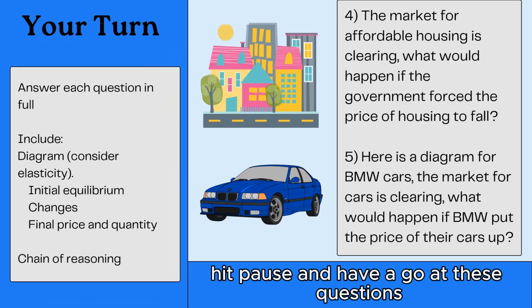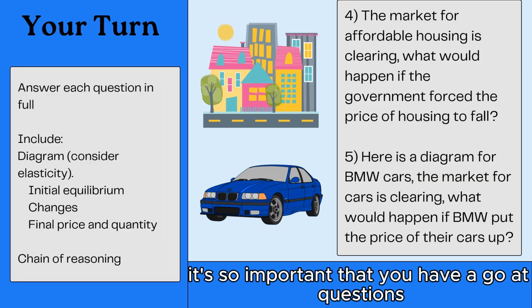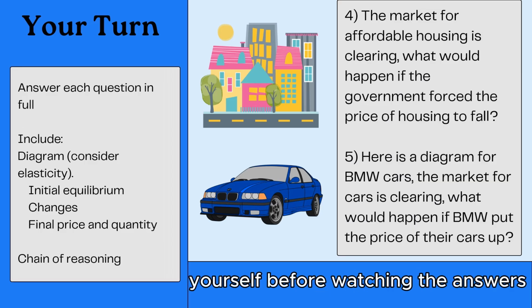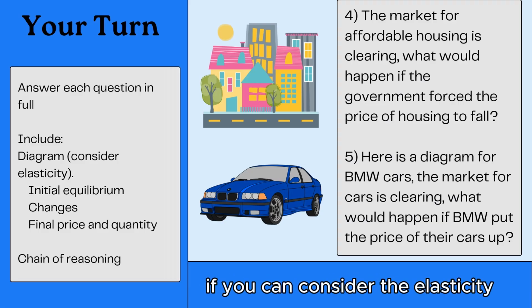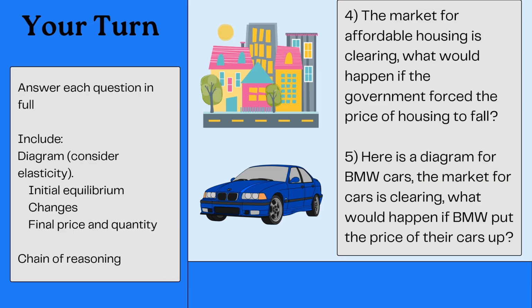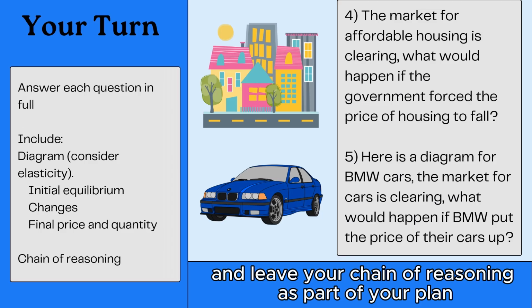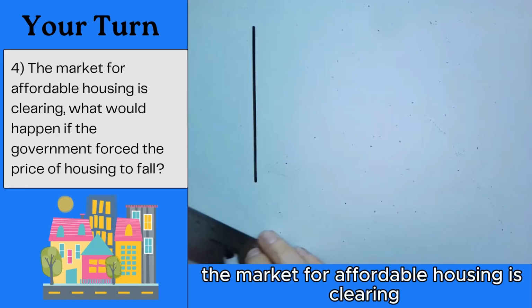Hit pause and have a go at these questions. It's so important that you have a go at questions yourself before watching the answers. Answer each question in full sentences and also include a diagram. If you can, consider the elasticity, initial equilibrium, changes, final prices, and quantity, and leave your chain of reasoning as part of your plan. The market for affordable housing is clearing.